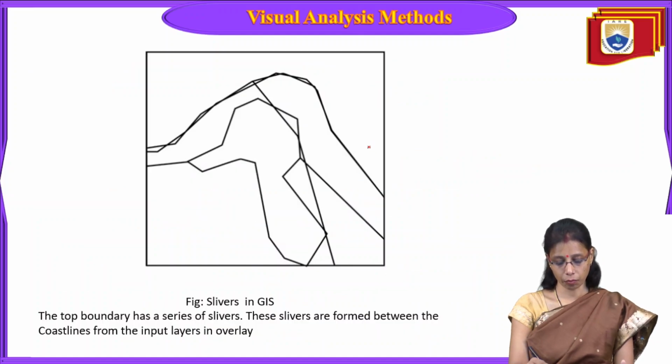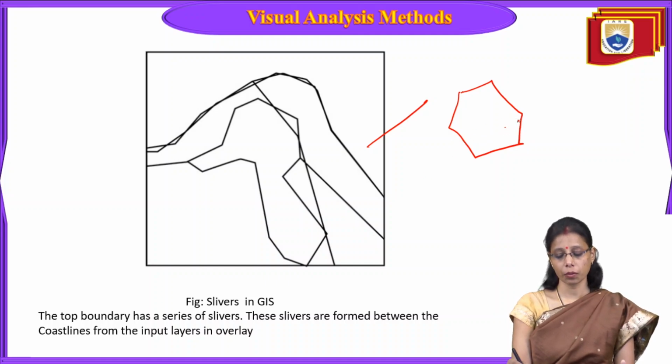Here is an example of a sliver. I'll draw and show you. Suppose this is our polygon, and I try to overlay another polygon over it. It has to snap here, right? The other layer has to snap on this line. But instead of snapping, it falls here, like this. So these are the errors you can see here. It is not exactly fitting to this line.